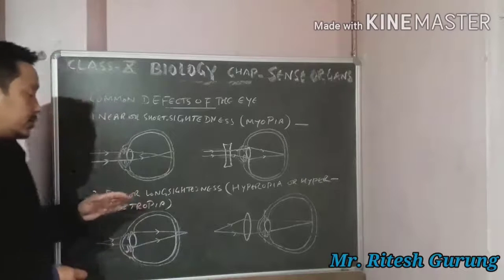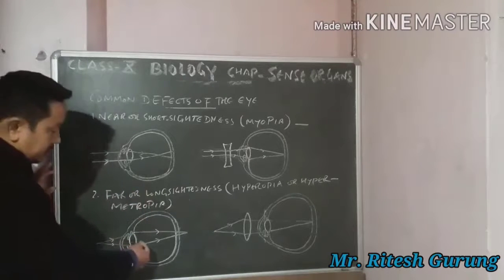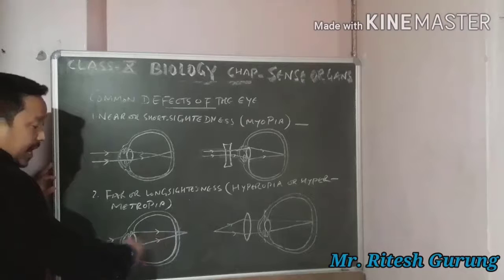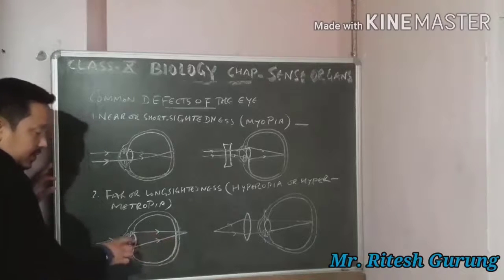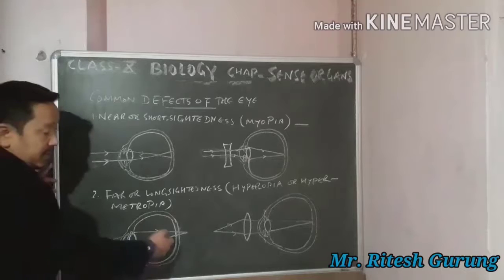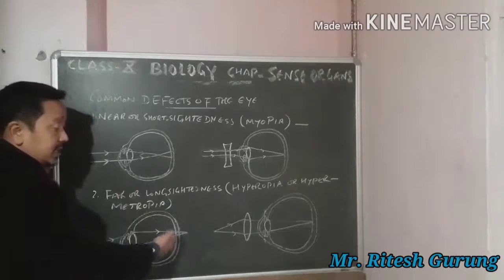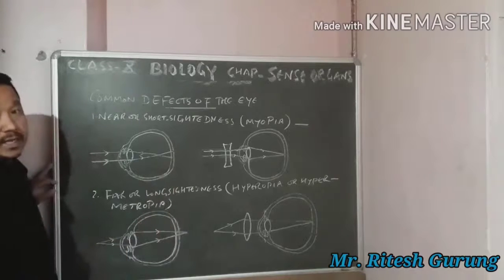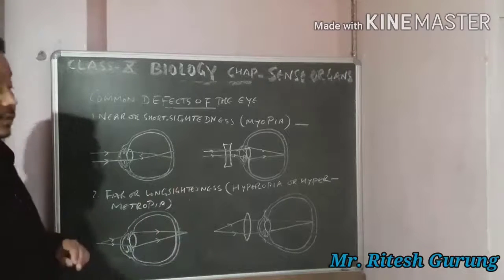Because of the shortening of the eyeball from front to back, the image is formed behind the retina. It should be formed on the retina, but instead it forms the image behind the retina. So that problem occurs.